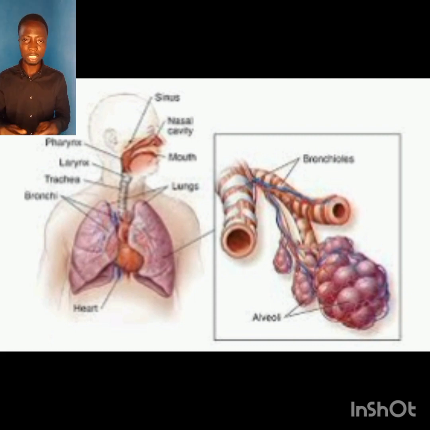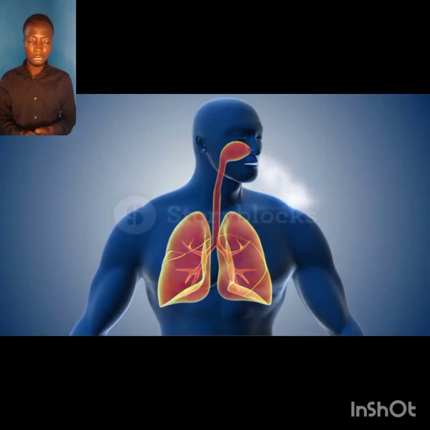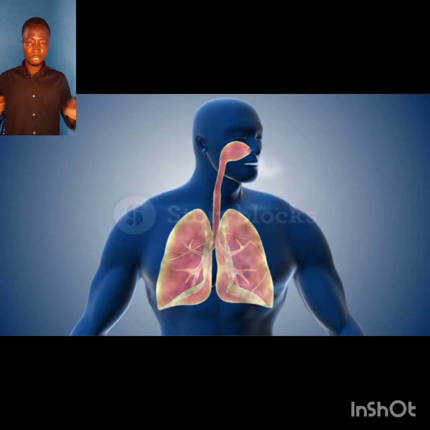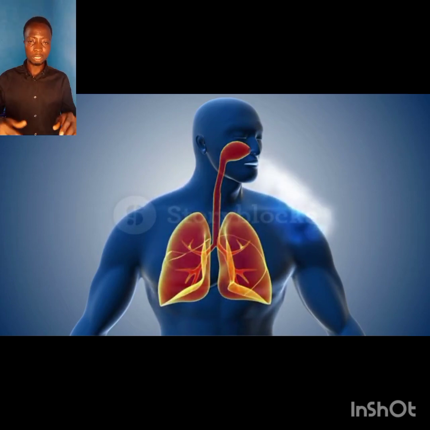Now, the work of the trachea is to convey air into the bronchi. The trachea is also lined with endothelium. That is, the endothelium also secretes mucoid that helps to trap dust and to filter air before it goes into the bronchi.